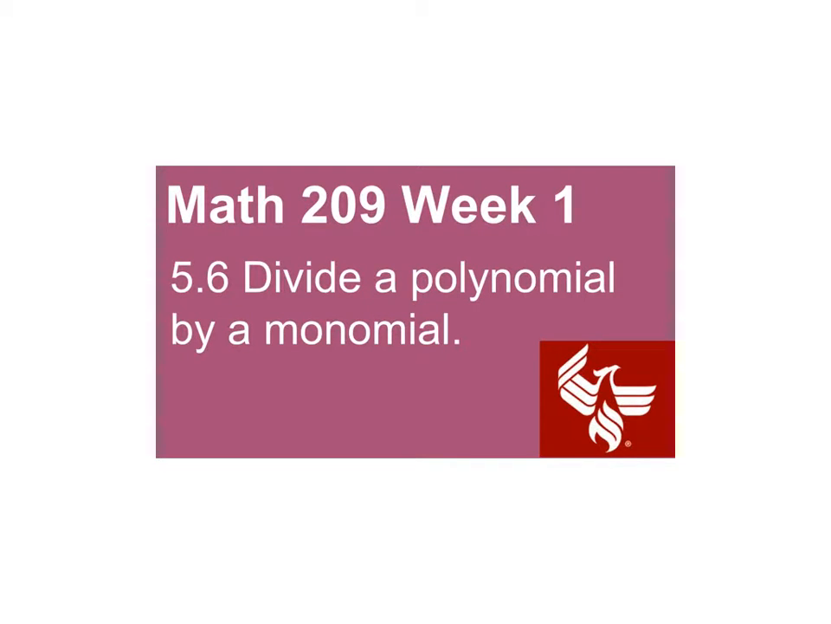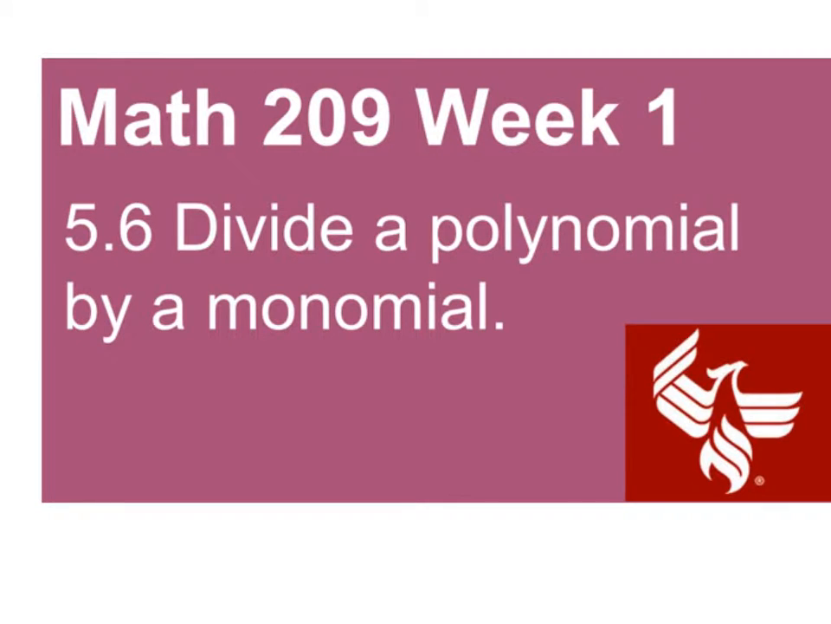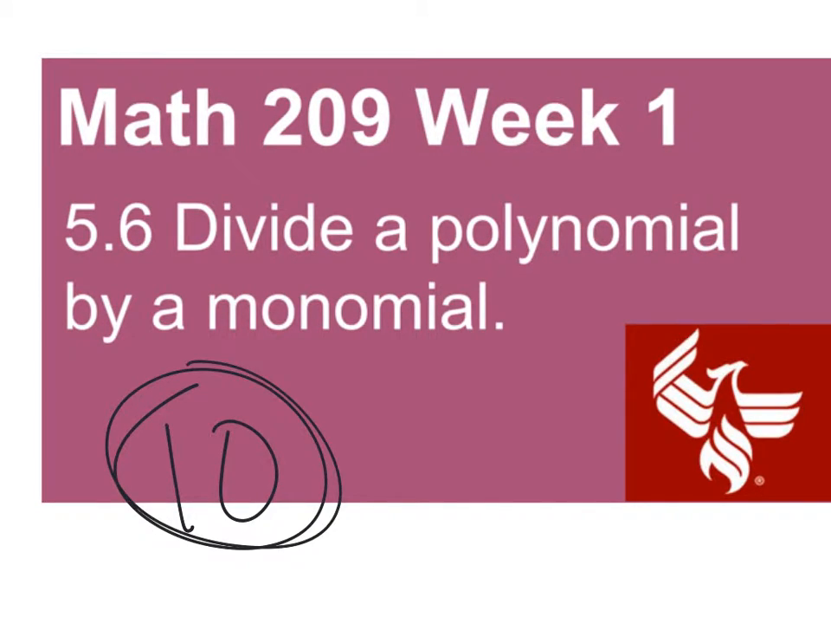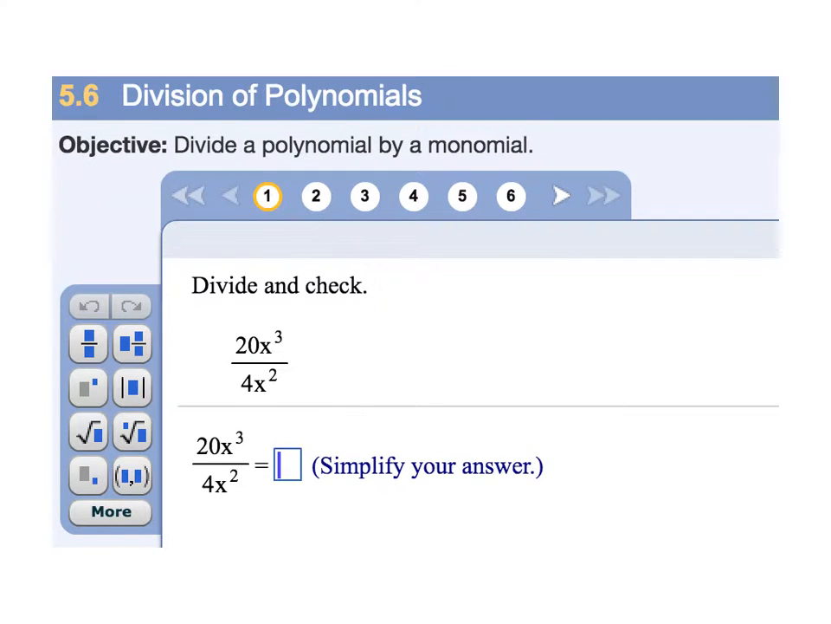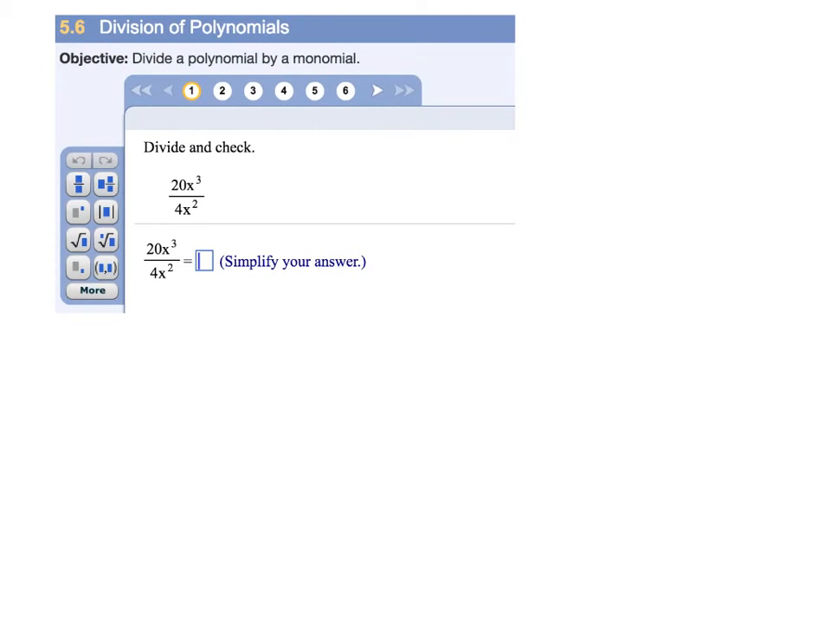All right, this is Math 209, Week 1. We're dividing a polynomial by a monomial, and I think this is video 10 for the week. All right, so a couple of ways to think of division, and when you have just a monomial over a monomial, I'm going to show you a nice, easy way to think about dividing.